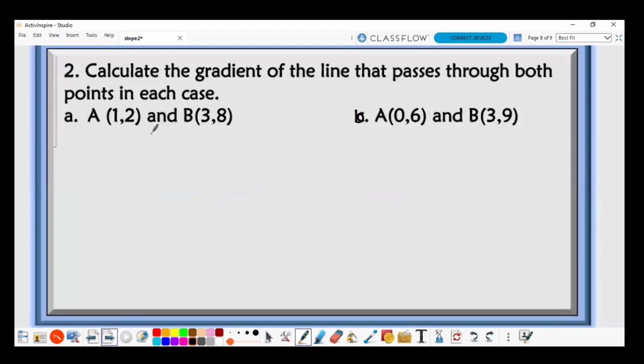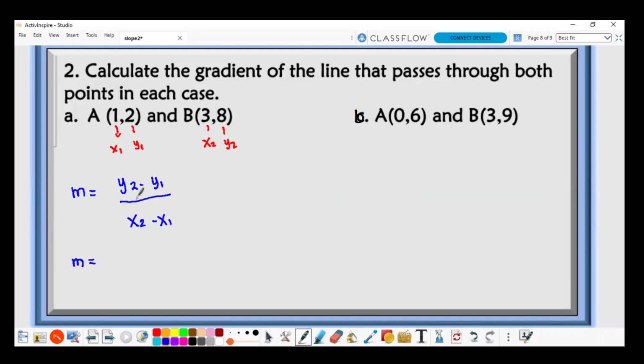So let's look at the example here. We're going to find the slope or the gradient of the line that passes through these 2 points. So using the formula, but wait, let's just label this one. This will be our x1. This will be our y1. This will be our x2. And then we have y2. Now, we're going to solve for the slope using the formula y2 minus y1 over x2 minus x1.